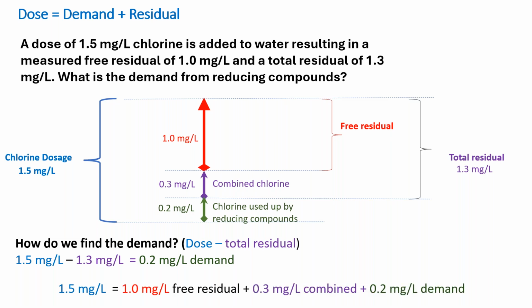We can also represent this relationship in an overall equation. The 1.5 milligrams per liter is our 1 milligram per liter free residual plus our 0.3 of combined plus our 0.2 of demand. So let's test our understanding here in poll 1.